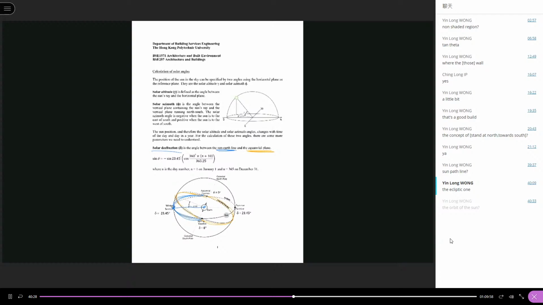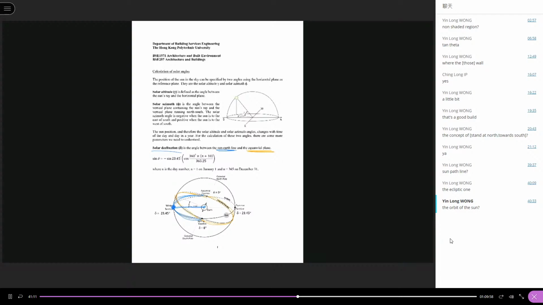But in this diagram, we are imagining the sun revolving around the earth. Yes, the relative orbit of the sun, right? We know that we are revolving around the sun, but you can also imagine it to be the sun revolving around the earth. So they are the relative values. And when it is the winter solstice, the sun is over here. So the sun-earth line will be this line, okay?